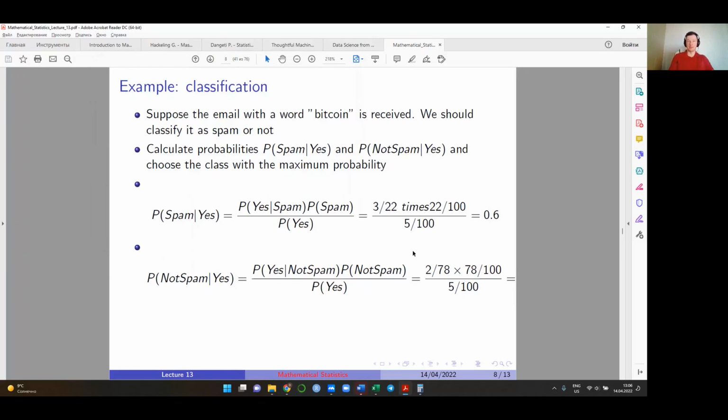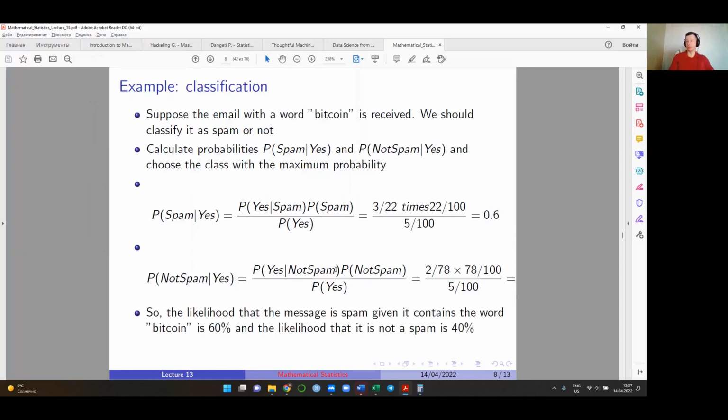And now we see that the probability that this is spam is larger than the probability that this is not spam. So our prediction: the likelihood that the message is spam, given it contains the word Bitcoin, is 60%, and the likelihood that it is not spam is 40%. So our prediction is simple. We predict that this message is spam. Very simple. I mean, the most problematic thing here is to apply Bayes' rule. And once you know how this works, it becomes very simple to apply.